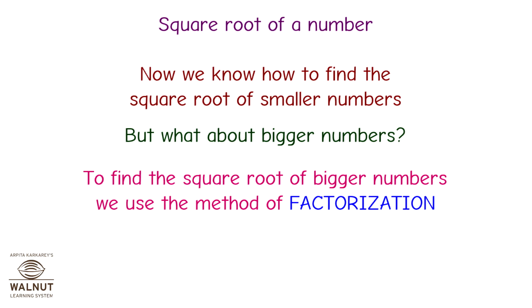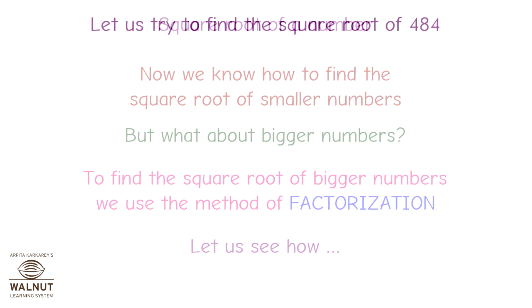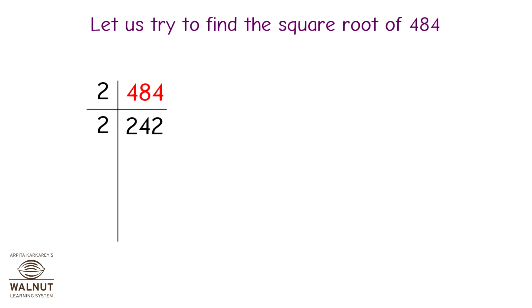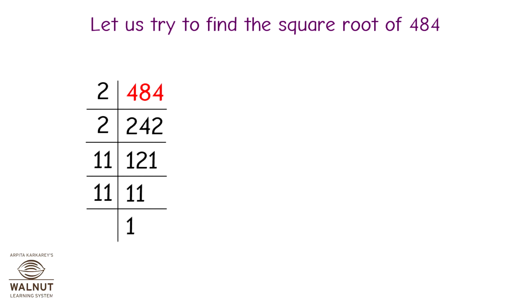To find the square root of bigger numbers, we use the method of factorization. Let us see how. Let us try to find the square root of 484. Now the first step is to find the factors of 484. Once we are done with it, we write the factors horizontally. So it will look like 484 is equal to 2 into 2 into 11 into 11.